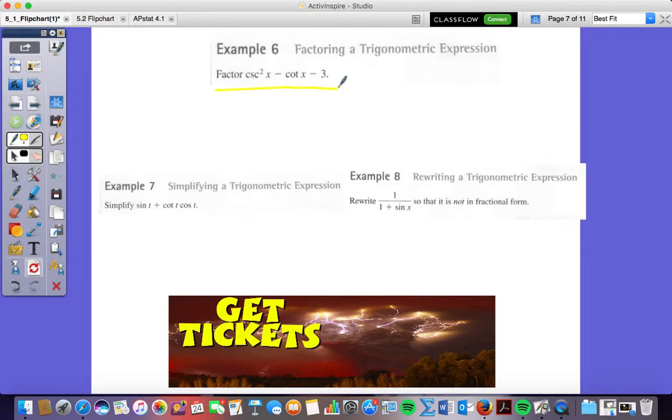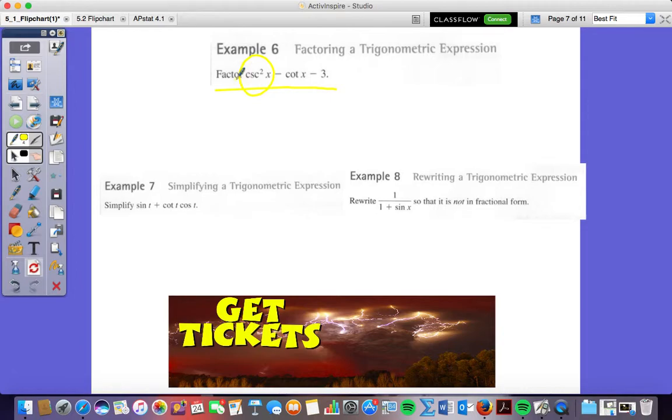Cosecant squared x minus cotangent x. It's the same thing we just did. Exactly. Except, cosecant. We're not speaking the same language, right? We have two things going on. How could I take cosecant squared and make it speak the same language as my cotangent of x? Jackson. You just make it 1 plus cotangent squared.